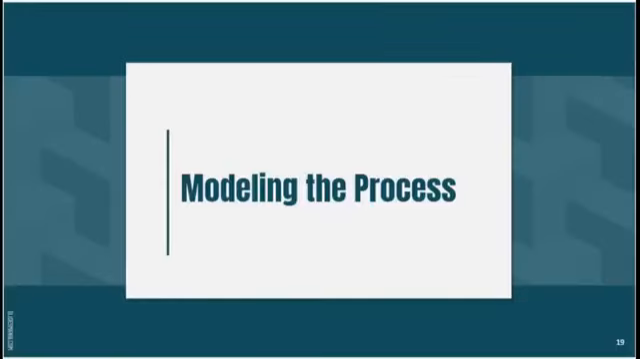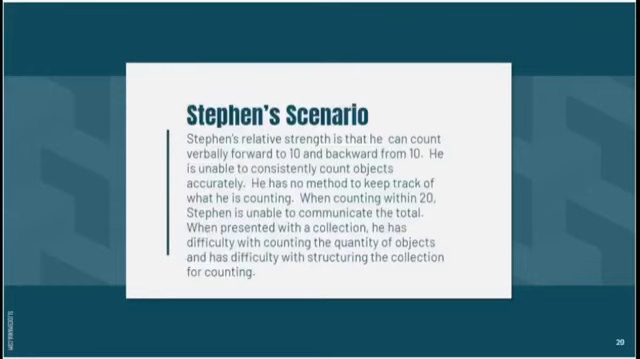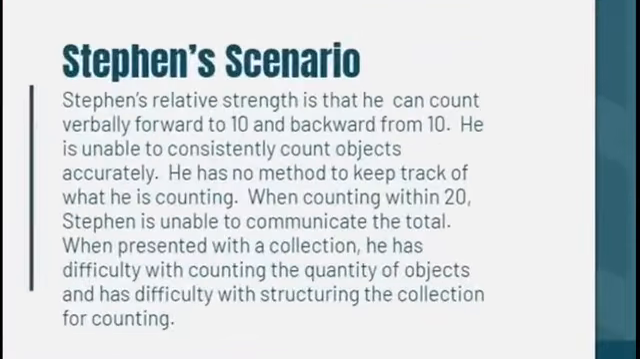Now we'll model how to use the SDI tool with a goal based on a scenario for a specific student. Remember, this is not a present level, but a scenario to set the stage for modeling the process. Stephen's scenario. Stephen's relative strength is that he can count verbally forward to 10 and backward from 10. He is unable to consistently count objects accurately.